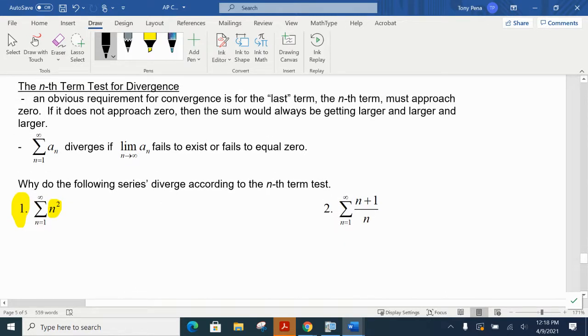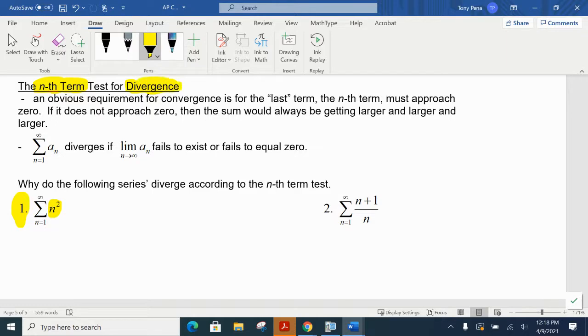Our second test to determine if the series is going to converge or not. The wording here is important. We have something called the nth term test. The nth term test, notice how it says for divergence. The nth term test can only tell us if a series would diverge. It doesn't guarantee that it would converge. So we can use it to show that it diverges. It then says an obvious requirement for convergence is the last term, so our nth term, must be approaching 0.